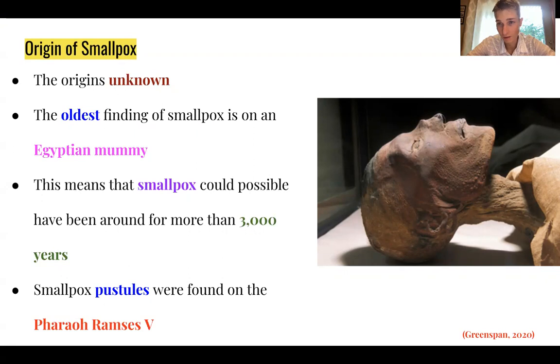Some of the oldest documentation that we have is in a mummy, Pharaoh Ramses V, who had smallpox over 3,000 years ago. In this photo here, you can see small little red dots on his face. And the way that they were able to tell that it was smallpox is from DNA sampling, and also because it has indentions in it. And that was a good way that they could tell that it was smallpox.